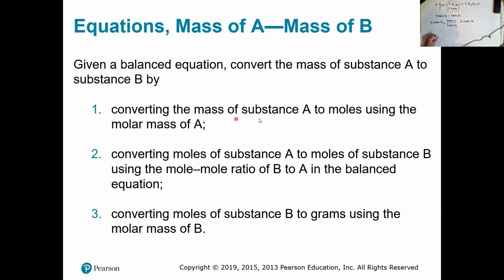Once we convert the mass of the substance that we're starting with into moles, then we can convert the moles of that substance into moles of the second substance that we're looking at using that mole ratio that we've been working with. And once we have the mole value for our substance B, we can call it, then we can use our molar mass to figure out how many grams of that substance are present.